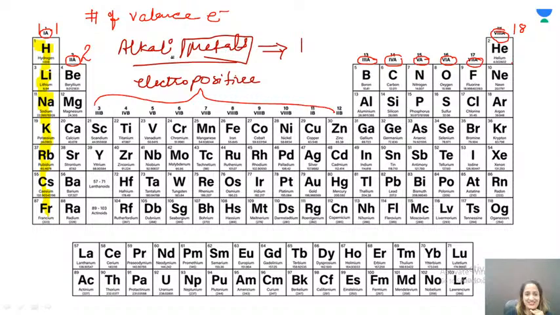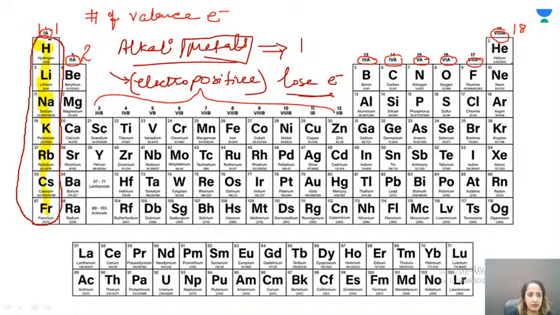Easily it can lose electrons. So if somebody or something can lose electrons, that means it's electropositive in nature. And if something is electropositive in nature, that means it is more metallic in nature. That is why we call all these elements in group 1 alkali metals. Group 1, I will just shade it maroon over here. These are our alkali metals.